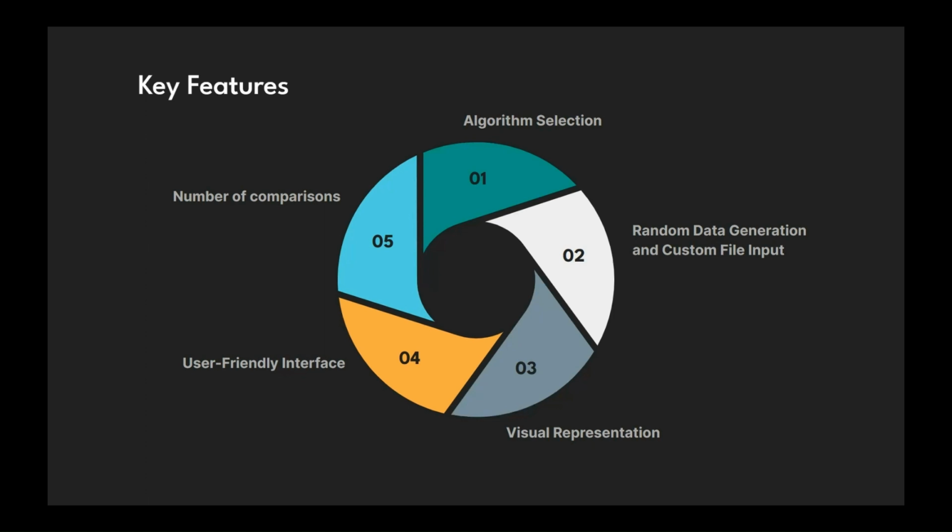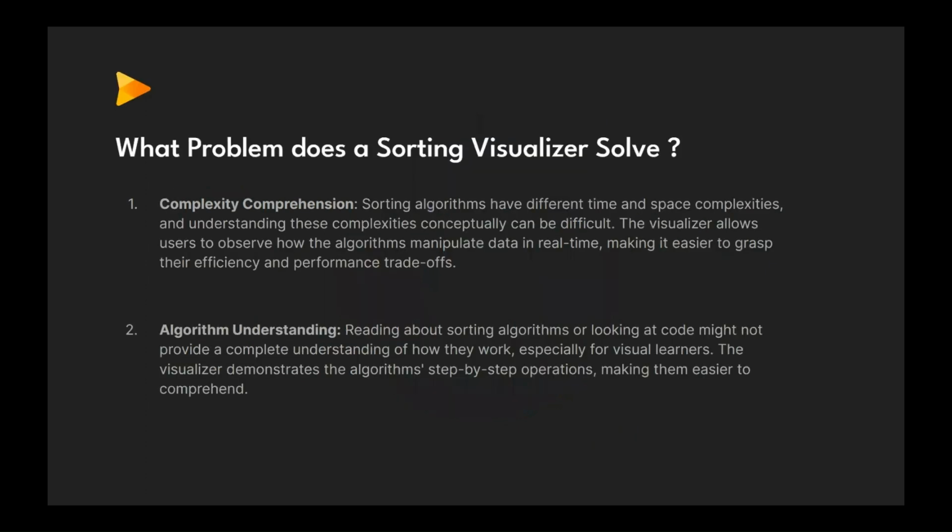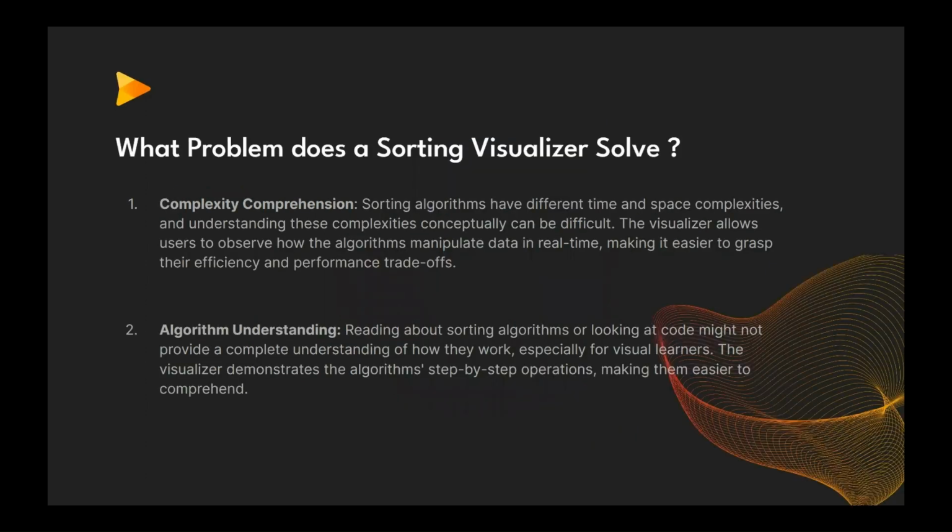And finally, the fifth feature is number of comparisons. So the total number of comparisons made by the selected algorithm is prominently displayed at the top of the screen in the form of a pop-up where we display the exact number of comparisons that were taken by that particular algorithm. And this allows the users to see the direct impact of different approaches on the sorting process. So now we will be looking at the exact problem that we're trying to solve with the sorting visualizer.